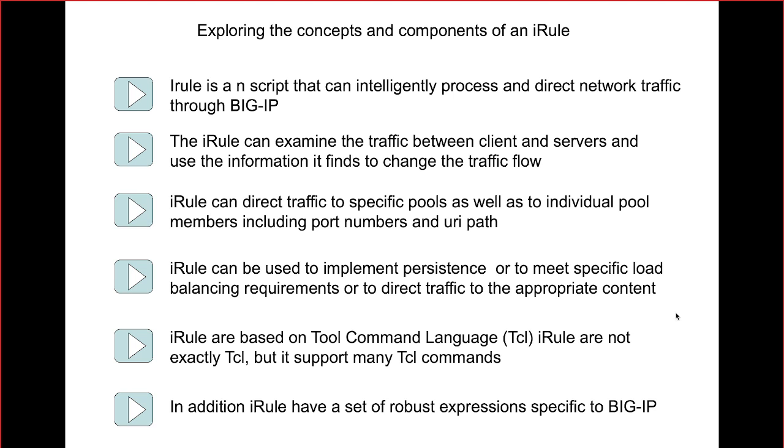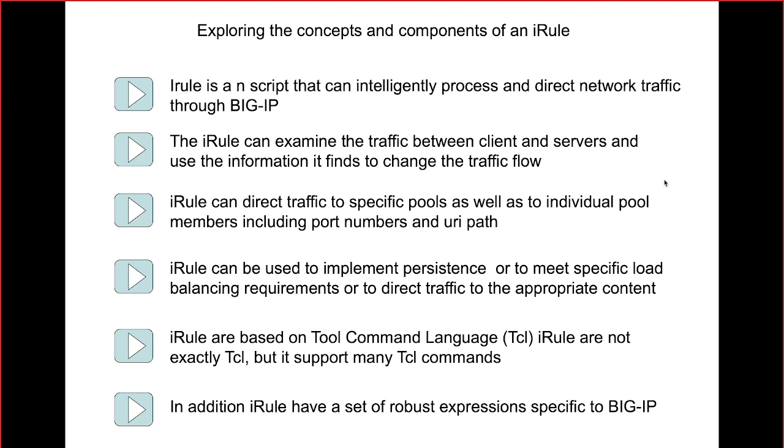So iRule can examine the traffic between client and servers and use the information it finds to change the traffic flow, right? So I'm getting the traffic from a specific network, then it can be redirected to a specific server, or a specific pool. Yes, I can do that, even though you have associated a pool to a virtual server. Now I think you could understand the meaning of having a default pool while we are associating. What is the default pool? If there is no condition, use this pool. If you have a condition to redirect it to a different pool altogether, do accordingly.